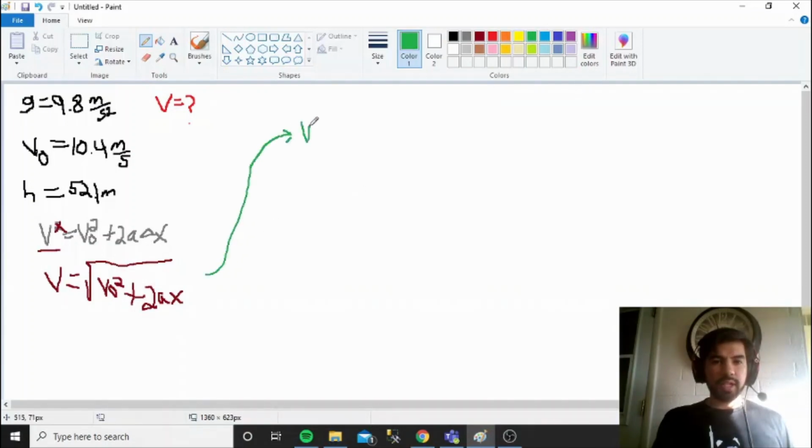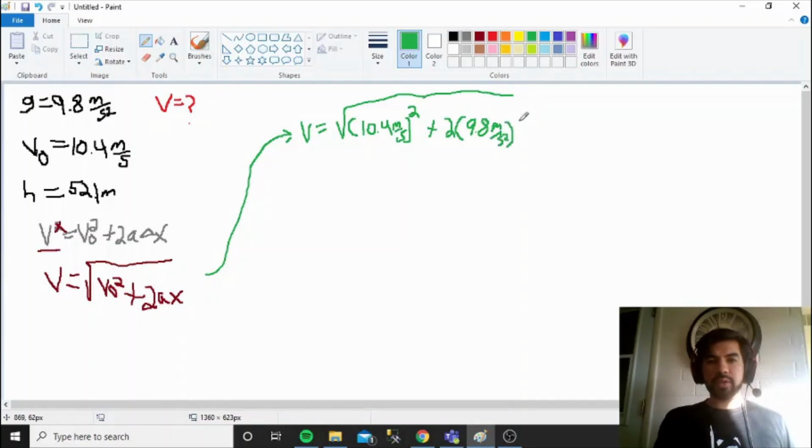Okay, so v equals the square root, and then we'll write v naught in there. So v naught is 10.4 meters per second. I think I might not write the units for the next few problems. That's okay. Plus 2 times parentheses 9.8 meters per second squared, and then times 52.1.